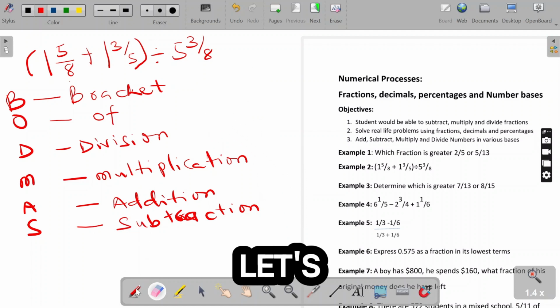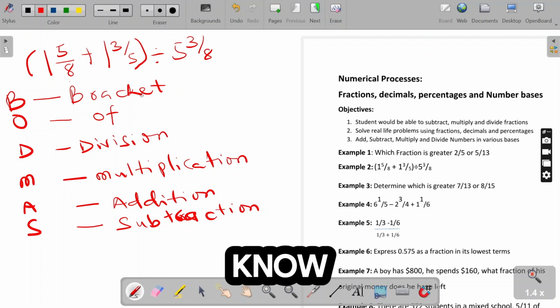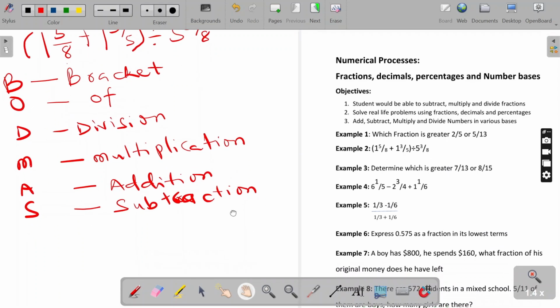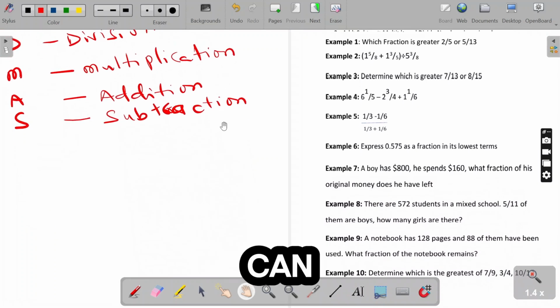Okay, so let's quickly go over this. To solve this question, we are to be guided by the order of this expression: bracket, of, division, multiplication, addition, subtraction. So the very first thing you need to know, B stands for bracket. Is there any bracket within the expression given? Yes, there is a bracket. Let me raise the question here again. We can see that there's a bracket here.